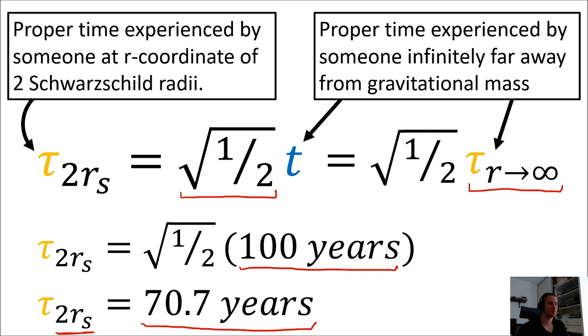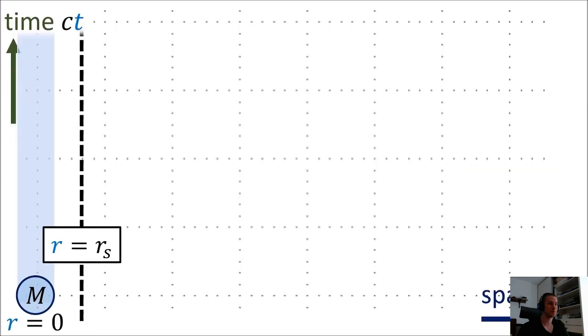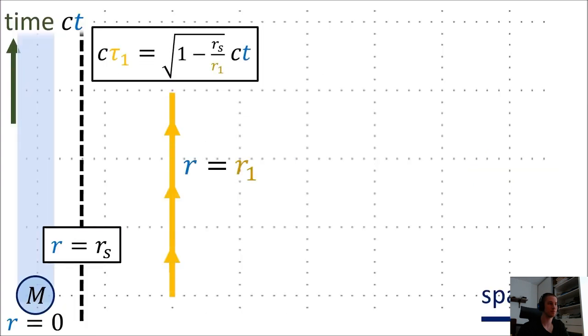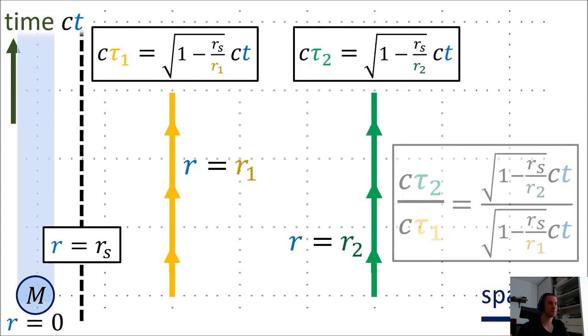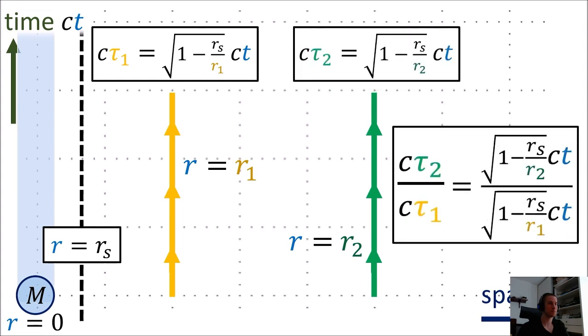This is the effect of gravitational time dilation, where observers at different constant distances from a mass experience different proper times. As a consequence, if we have one observer at a constant position r1 and a second observer at a constant position r2, we can directly compare their respective proper times by taking the ratio of their gravitational time dilation formulas and cancelling the CT coordinate.